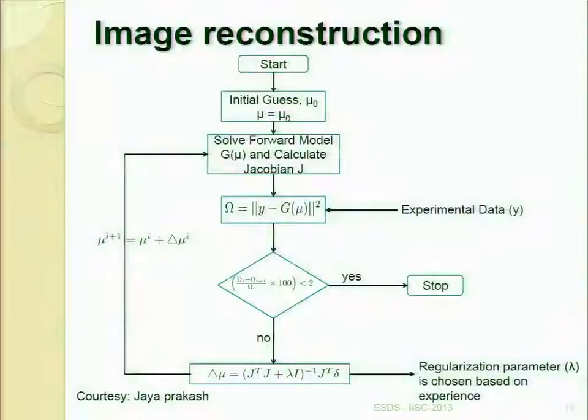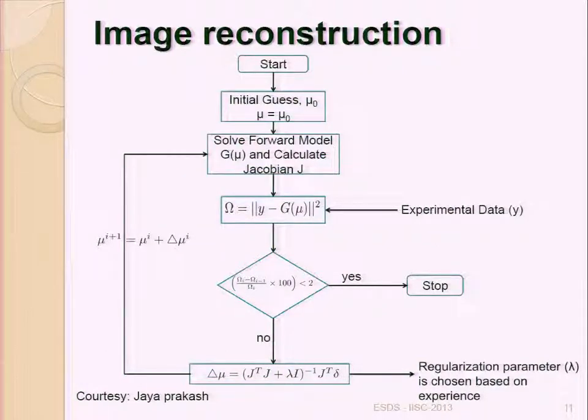So the overall outline of image reconstruction is, we start off with a guess for the background optical properties, and we solve the forward problem and assemble this big Jacobian matrix. In order to match the experimental data and model data, we use this update equation for delta mu. So every iteration this is matched, and when there is a relative error of less than 2%, we just stop.